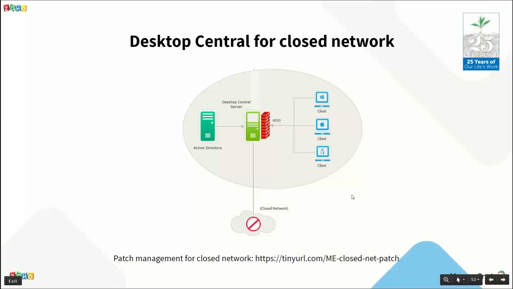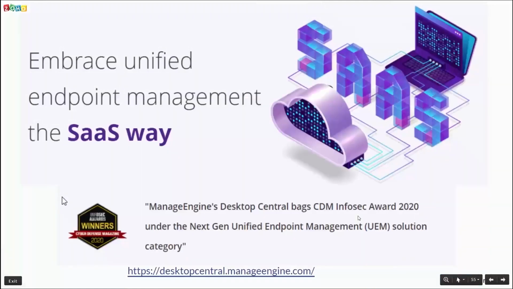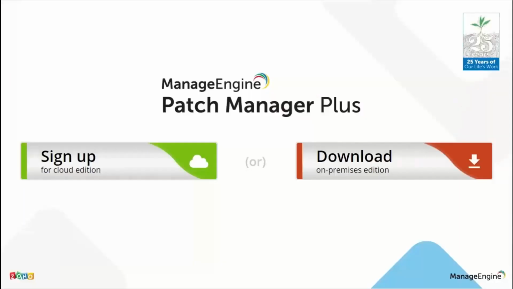In case you're looking to host the Desktop Central server in any one of the cloud server, you can use AWS or Azure. Desktop Central is also made available in AWS Marketplace and Azure. Desktop Central is available as an on-prem and also as a native cloud SaaS solution. You can sign up with the below URL to start your 30 days trial with the cloud solution of Desktop Central. If you require patch management as a separate product, then we have a standalone tool called Patch Manager Plus in both on-premise and a cloud solution.